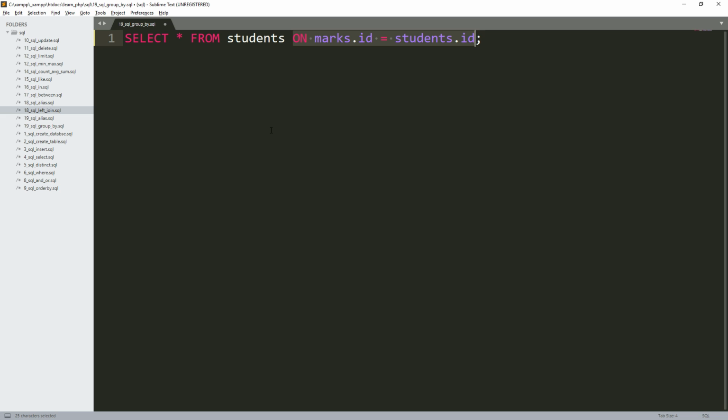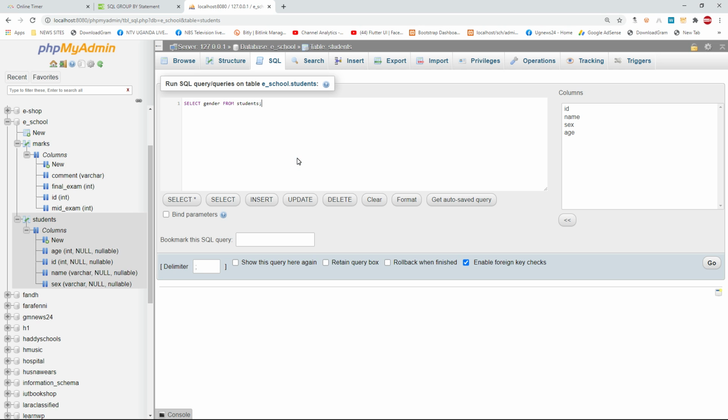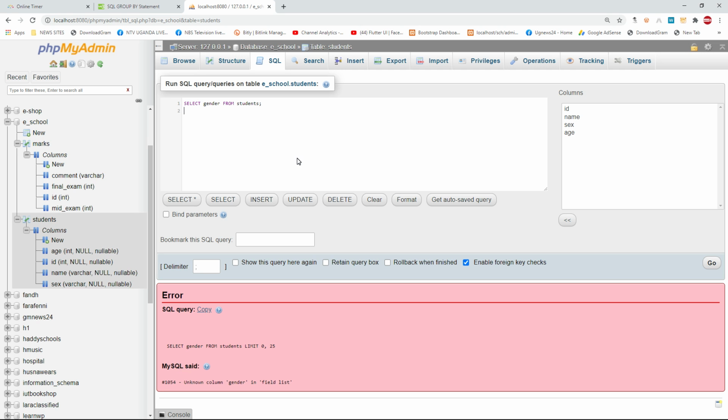So if we want to see all the genders that we have, let us say select gender from student. For example, if we do like this and then we run this one, select gender from student. What does it say? Don't you have gender? Or you have sex? Okay. Select sex from student.